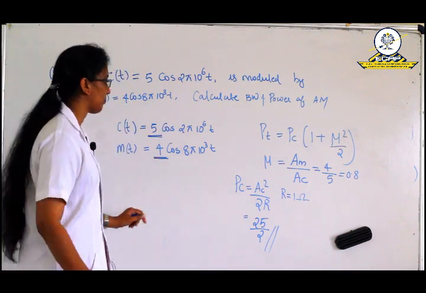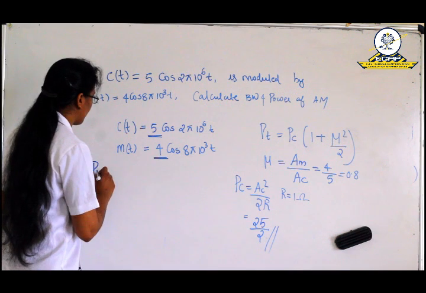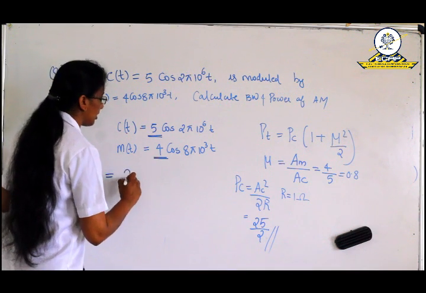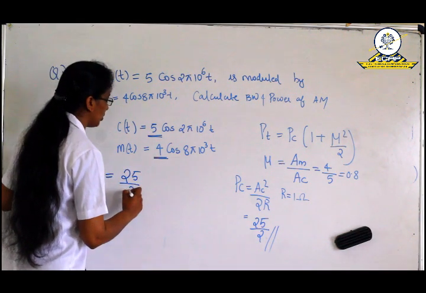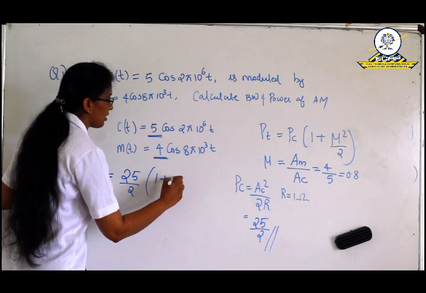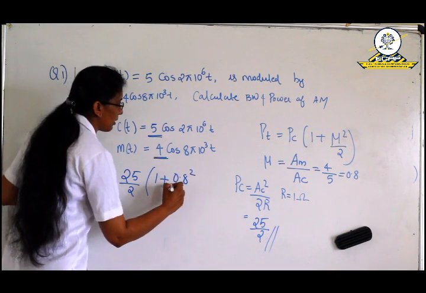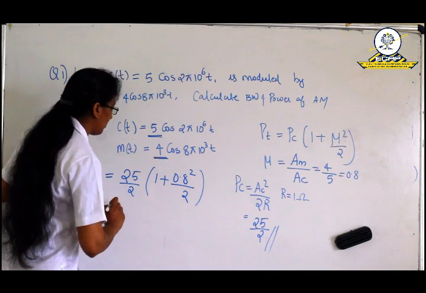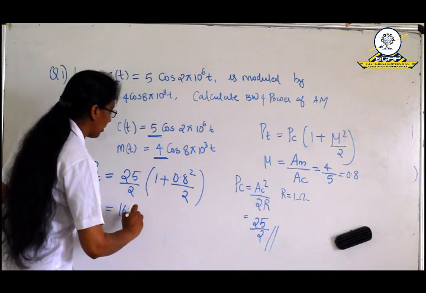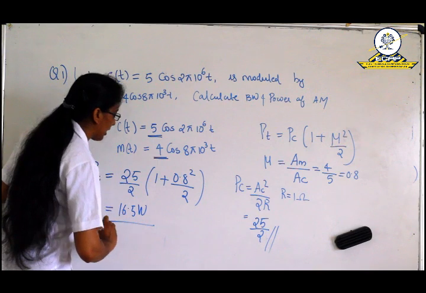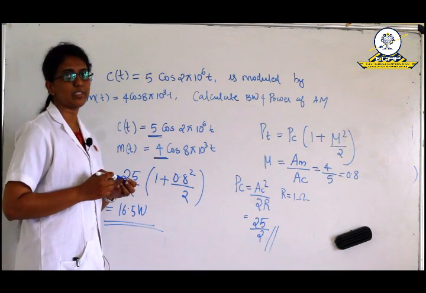That is PC. By substituting all these values into this equation, we get 25 by 2 into 1 plus 0.8 square by 2. We get 16.5 watts. This is the power calculation of amplitude modulated signal.